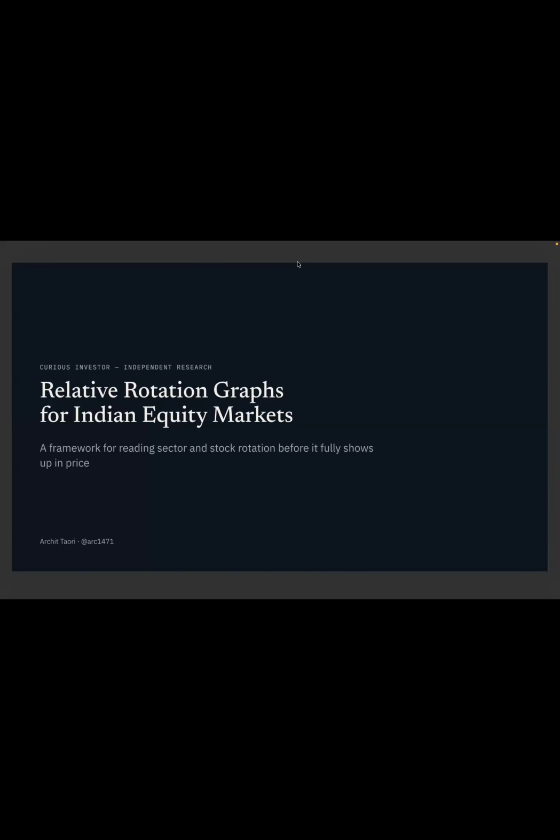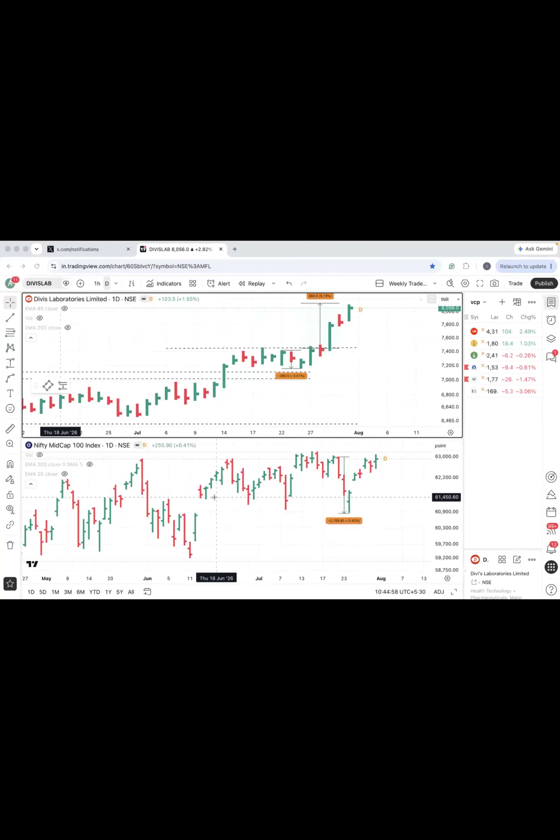I just want to ask, does anyone have any doubt regarding relative strength? What is relative strength and how to go about it? Archit, can you just look at it against mid cap? Can you just add Data Patterns one?